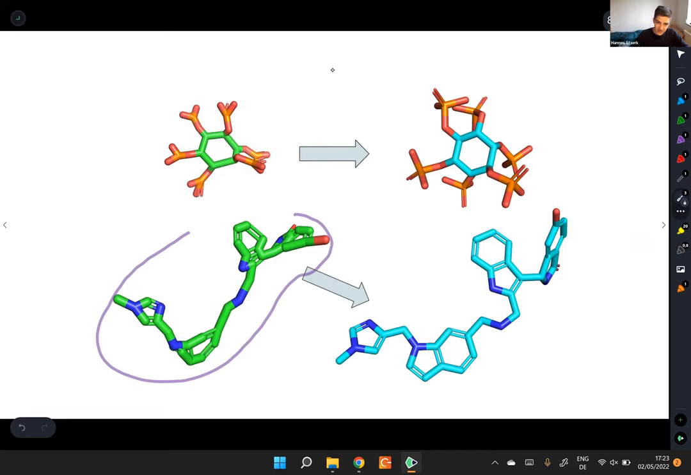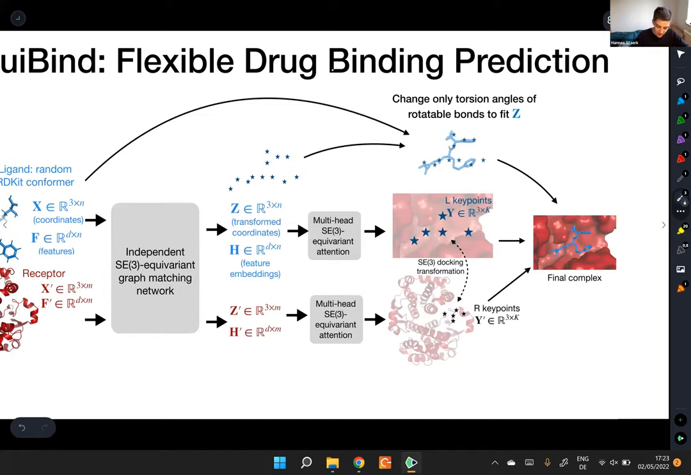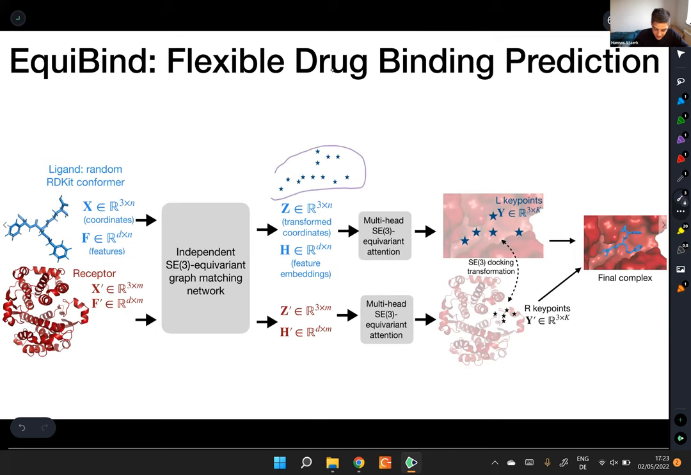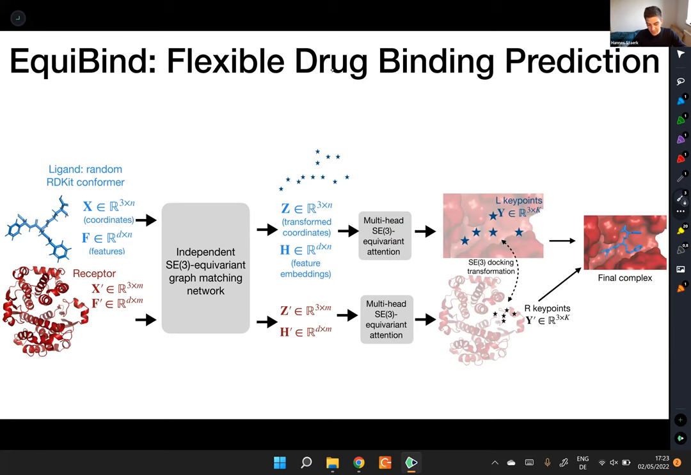It doesn't necessarily have to look like a realistic molecule. So, this is basically only used for constructing the key points, right? The key points here that we use to get the rotation and translation.